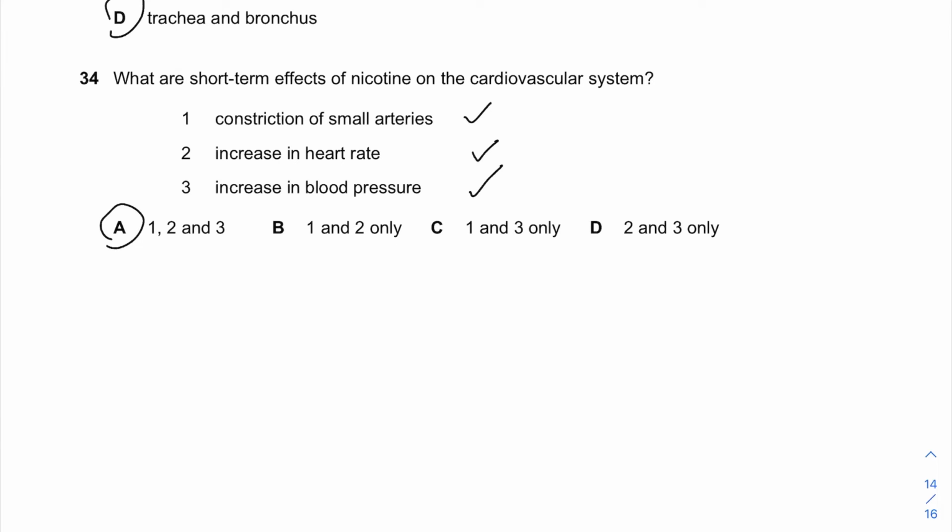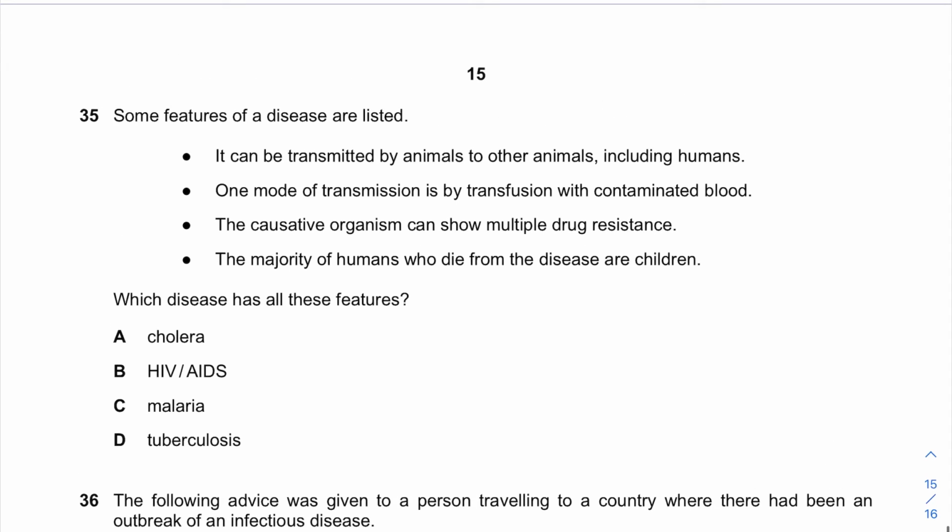Some features of the disease are listed. It can be transmitted by animals to another animals, including humans. One mode of transmission is by transfusion with contaminated blood. The causative organism can show multiple drug resistance, and the majority of humans who die from the disease are children. So, which disease has all of these features?